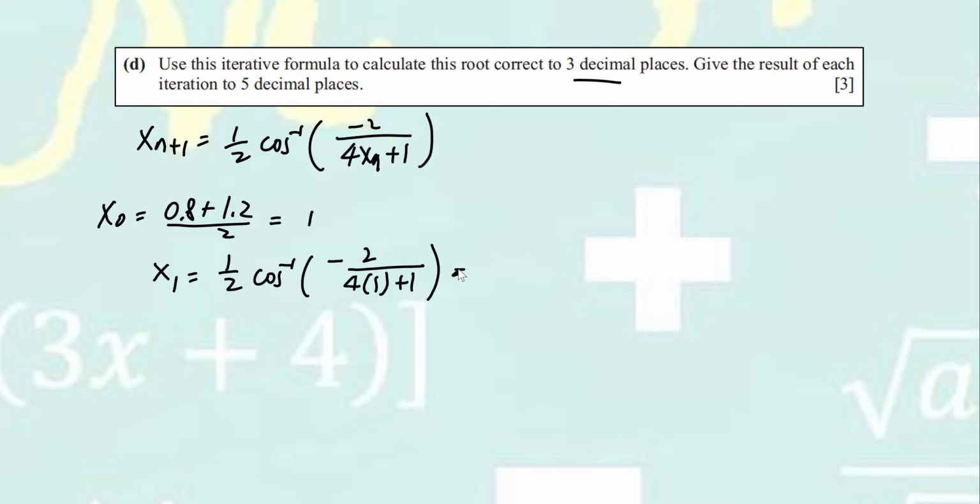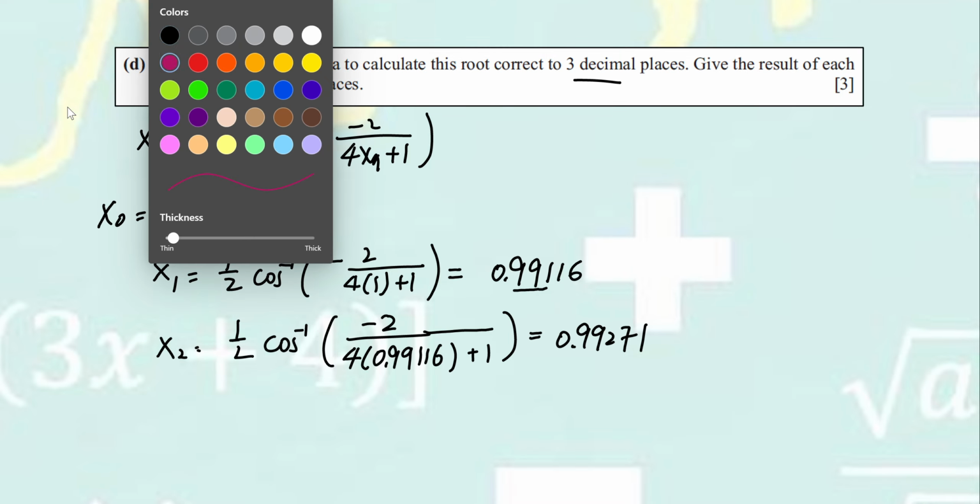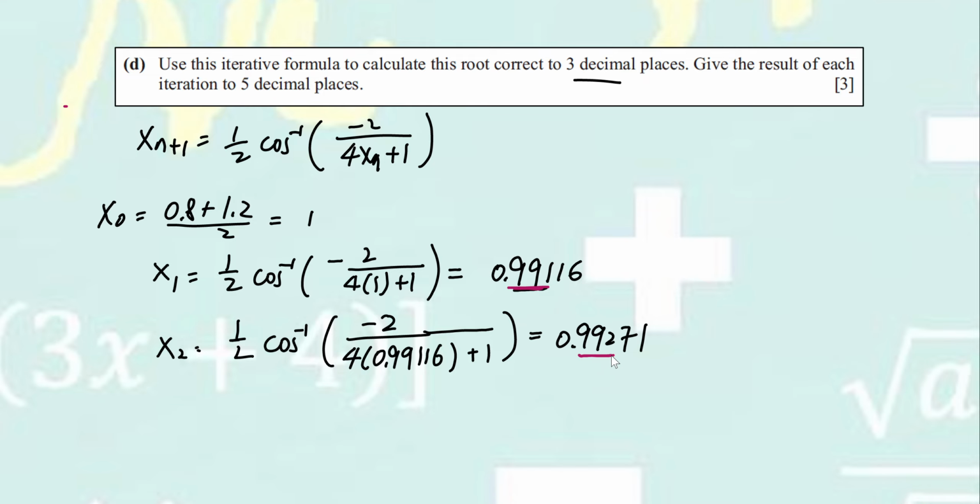Okay, so the calculator should be in radians mode, and then here you will be getting 0.99116 to 5 decimal places. So then for the final answer to 3 decimal places, just check here. So now x2 will be half of cos of negative 2 over 4 times 0.99116 plus 1, and this is 0.99271. Okay, so when you check, 991 becomes 992.